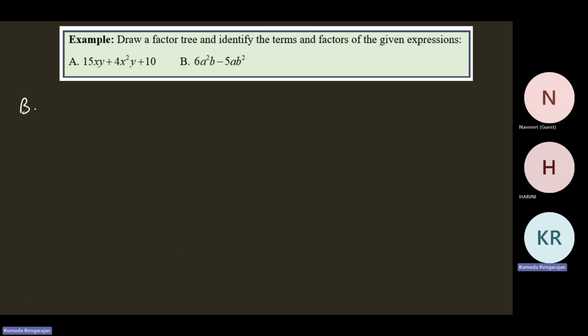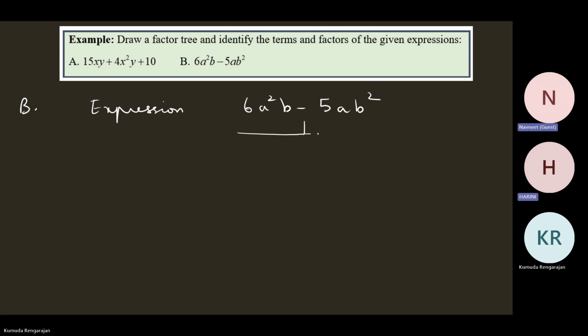Now tell me for B then. You must write the expression, right? Yes, ma'am. What is the expression? 6a square b minus 5ab square. Now, how many branches should you take? 2, ma'am. 2 branches. 1, 2. So 6a square b and minus 5ab square.